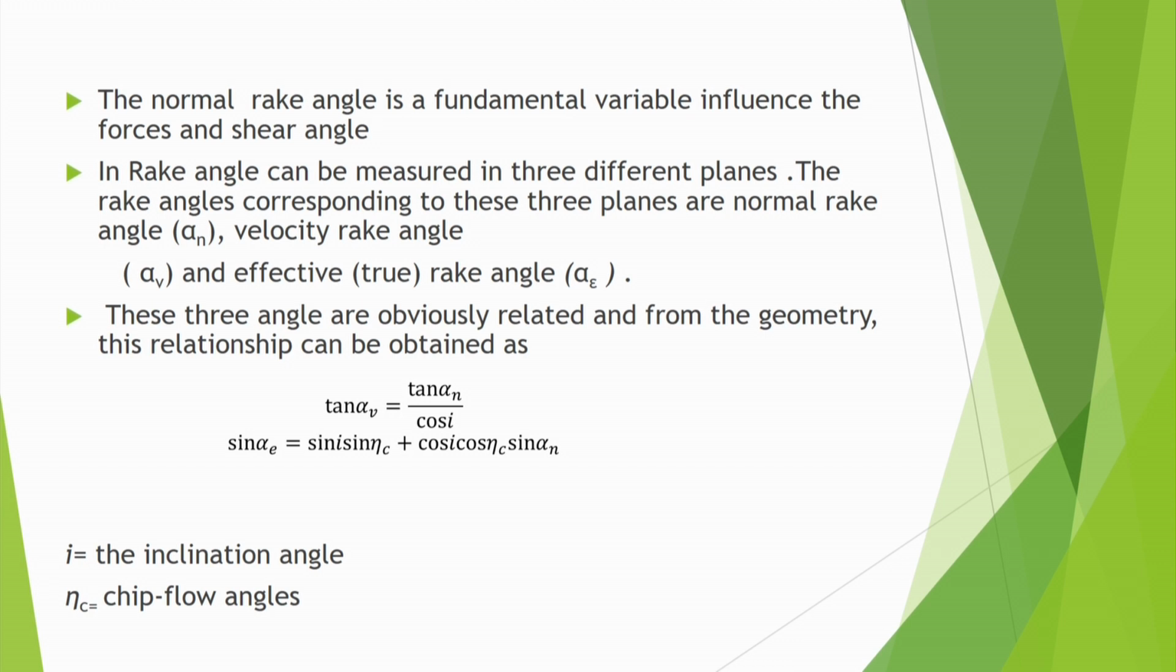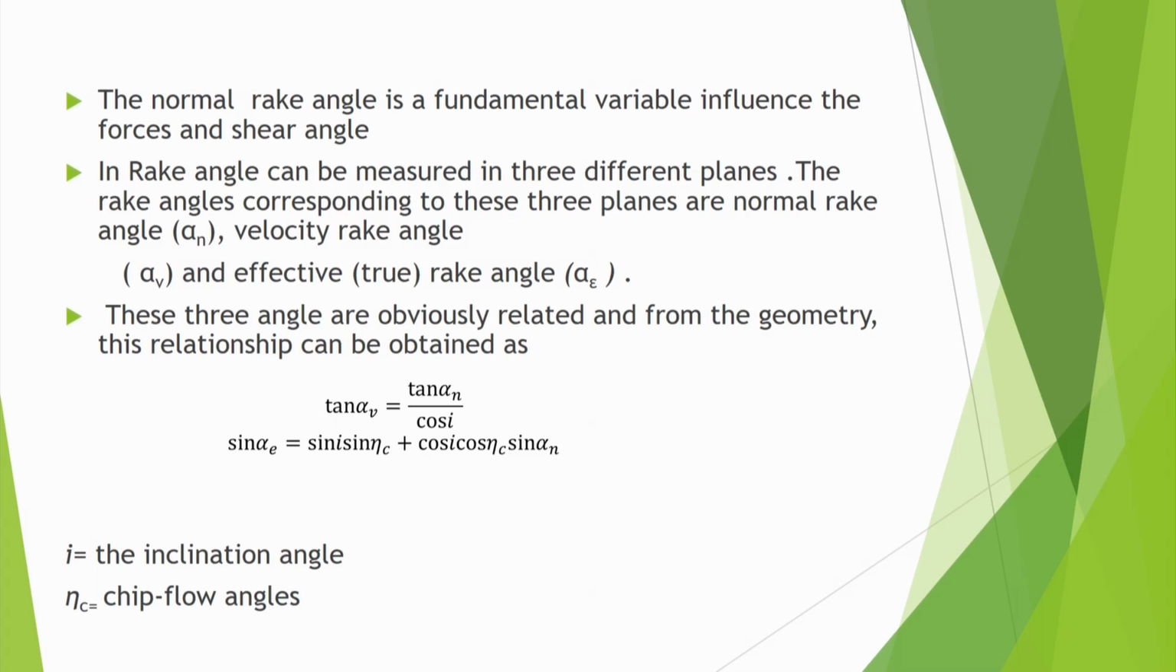Now previous investigators are at odds as to which rake angle should be considered: alpha n, that is normal rake angle, alpha v, velocity rake angle or orthogonal rake angle, or alpha e, that means true rake angle. That means there is a dispute among the researchers, there is no proper agreement. However, in recent work, Stabler shows that the power consumption in oblique cutting is directly proportional to the normal rake angle. He thus concludes that the normal rake angle is the only fundamentally correct way of measuring rake. Experimental results by Brown and Armarego also suggest that alpha n is the controlling rake angle.